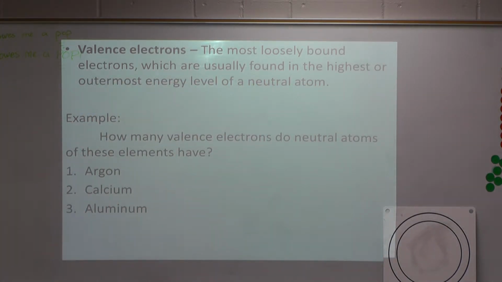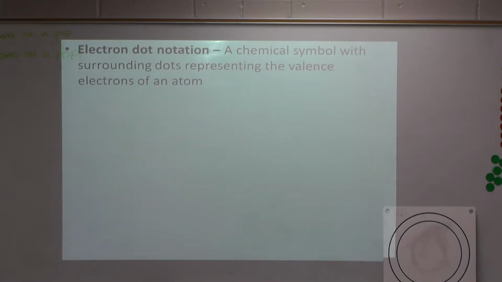Neutral. Okay? Alright, electron dot notation. You should remember this from physical science too. It's really, really easy. Essentially, we're just going to take the valence electrons and put them in a form that makes them easy for when we do Lewis structures, which we will do in a couple chapters, just like we did in physical science. We'll do a little bit more difficult ones.